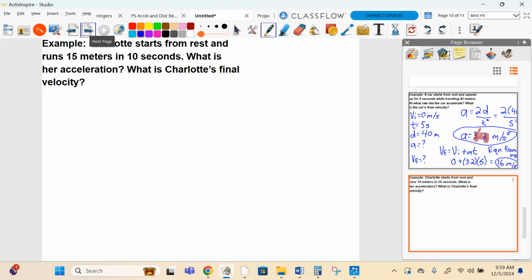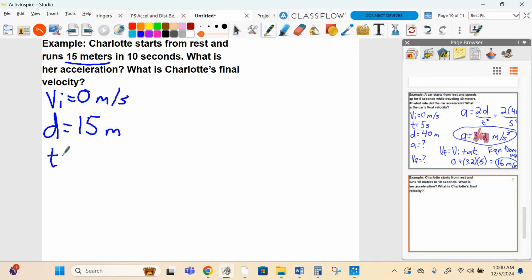Next example, Charlotte starts from rest. Starting from rest means VI is 0 meters per second. Runs for a total of 15 meters. Meters measures a distance and does this in a total of 10 seconds. Seconds measures a time. What is her acceleration? What is the final velocity?